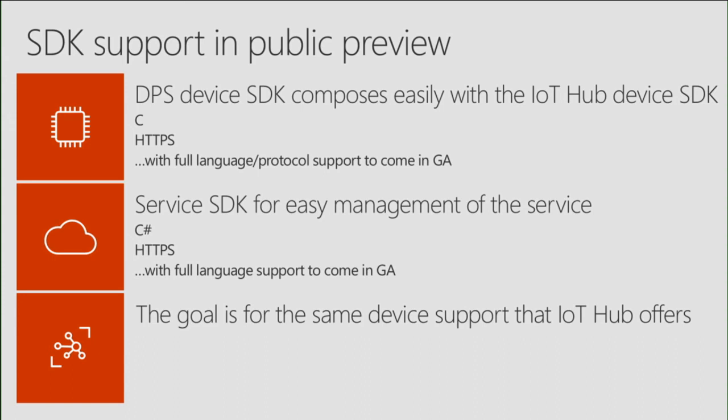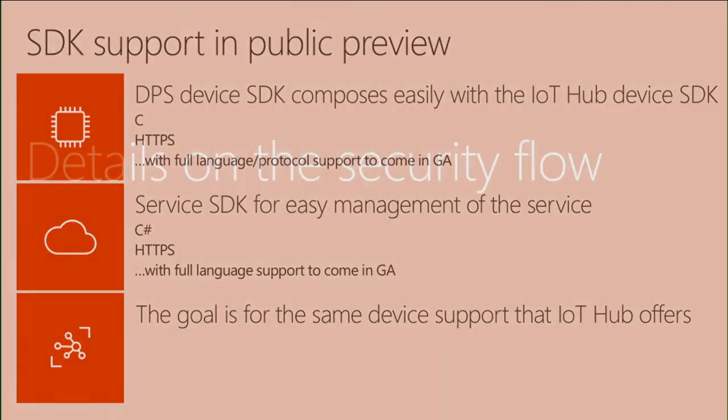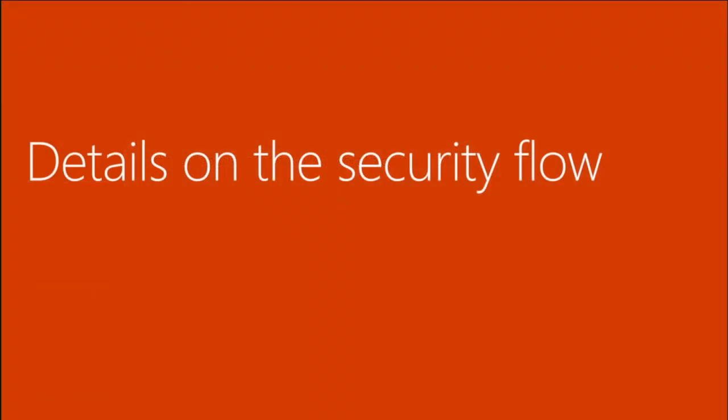And the ultimate goal is to offer the same device support that IoT Hub offers. We're provisioning devices to IoT Hub, therefore the same types of devices that can connect to IoT Hub ought to be able to provision to IoT Hub via the device provisioning service. Now, the part all the security buffs have been waiting for, where I get into the details of what's actually going on the wire when we talk about this flow.